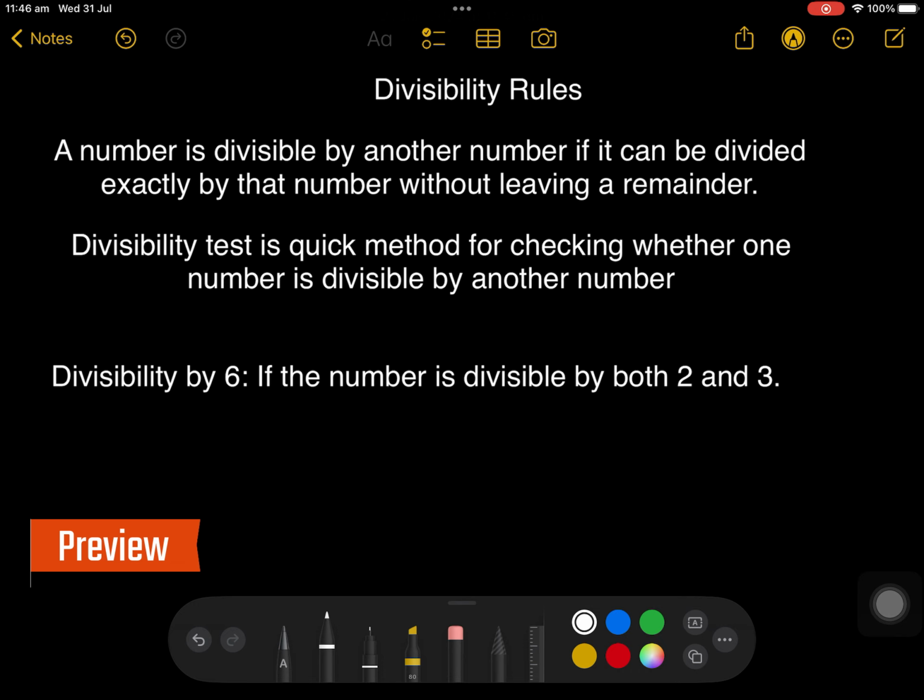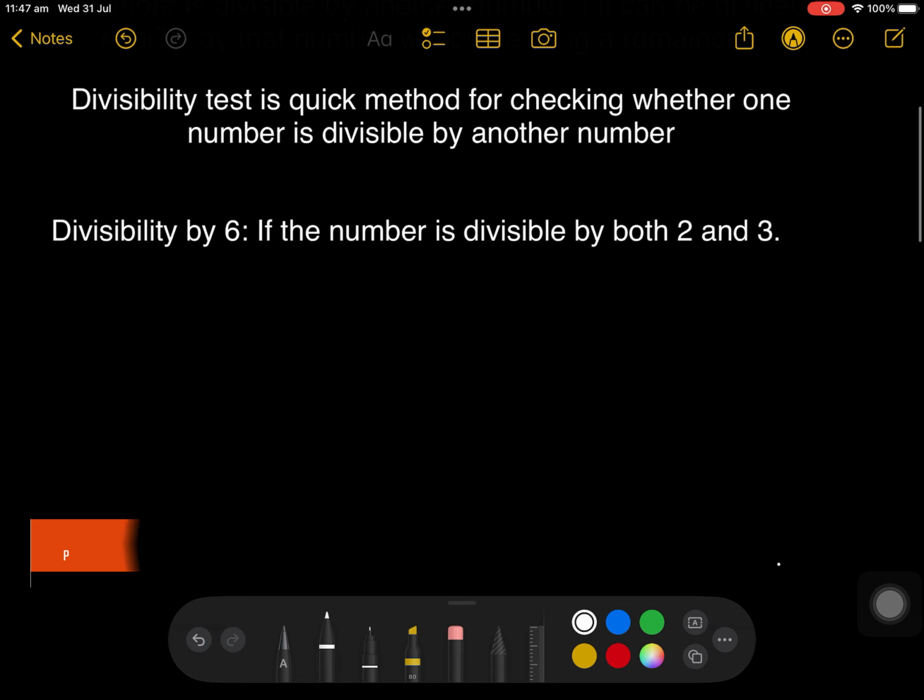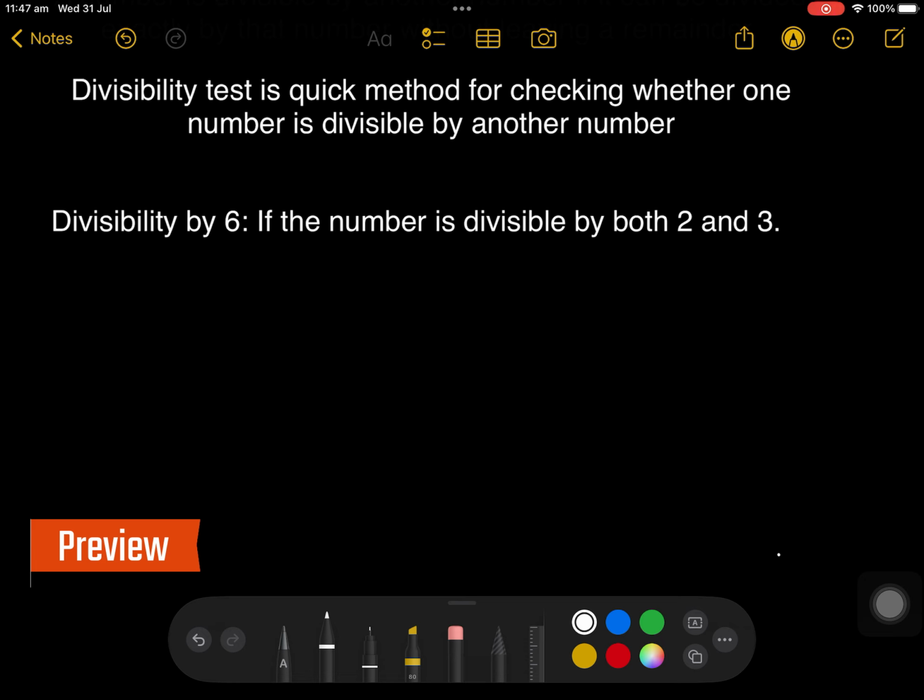We said that a number is divisible by another number if it can be divided exactly by that number without leaving a remainder. And that is the divisibility rules. We also said that the divisibility test is a quick method for checking whether one number is divisible by another number. And now let's proceed to divisibility rules by 6.